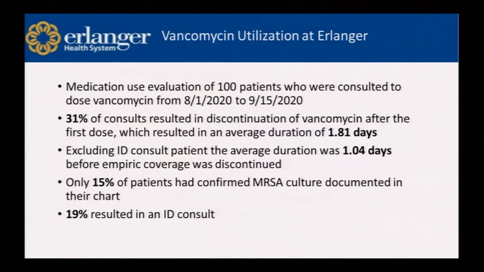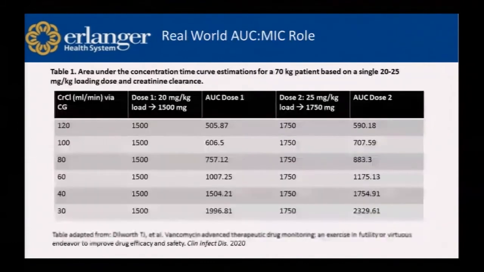And then of those 100 patients, only 15% of them actually had confirmed MRSA culture data documented in their chart, and then 19% of them had resulted in an infectious disease consult. So basically what I want you to get from this is that we don't need to be doing a lot of therapeutic drug monitoring on these patients because most patients are going to be on vancomycin for less than 48 hours before it will be discontinued. So keep that in mind. And this is really just reserved for patients who we know we're going to be on vancomycin for a while. We know this is the definitive drug of choice for this patient.